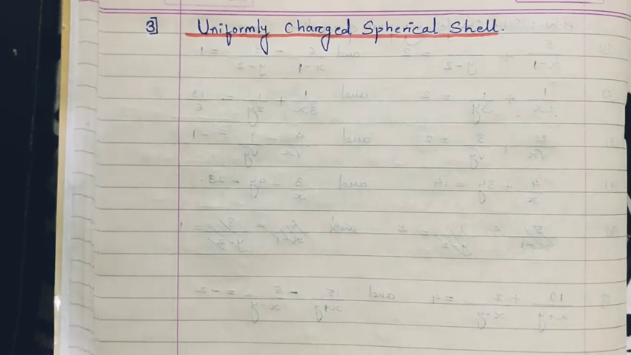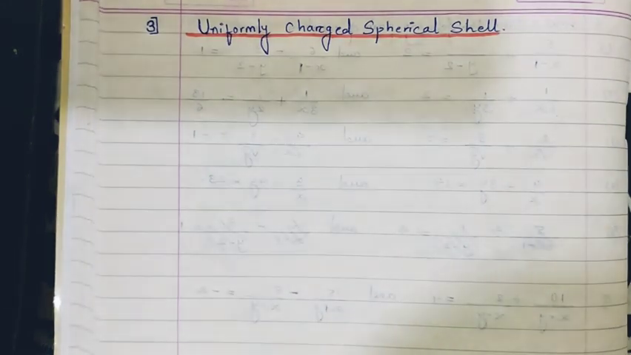In this case, we are going to consider a thin spherical shell of radius, for example, R, which has a surface charge density sigma. Let's consider a positive surface charge density, so sigma is greater than 0.